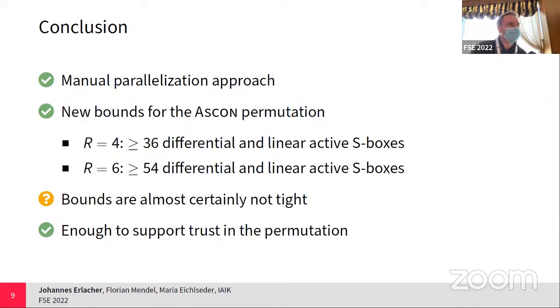Question? Hi, Patrick. I have a question. Thank you for your talk. For 4 rounds, you mentioned something around 600 CPU days. In terms of the activity patterns, how many cases did you consider?